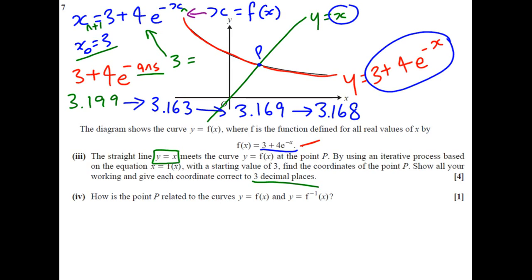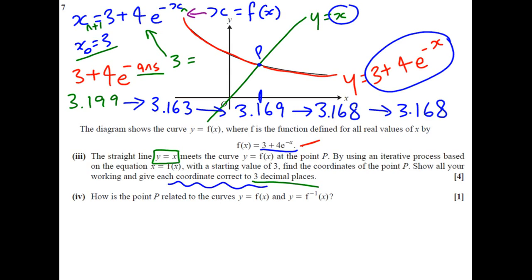1/6. We're going to keep doing this until it stops changing to 3 decimal places. Okay. So that is our x coordinate for P. That is this value here. So we found our x coordinate. We want to find our y coordinate now.